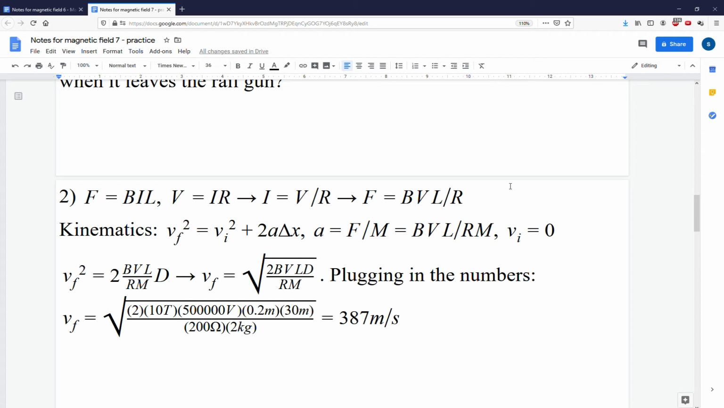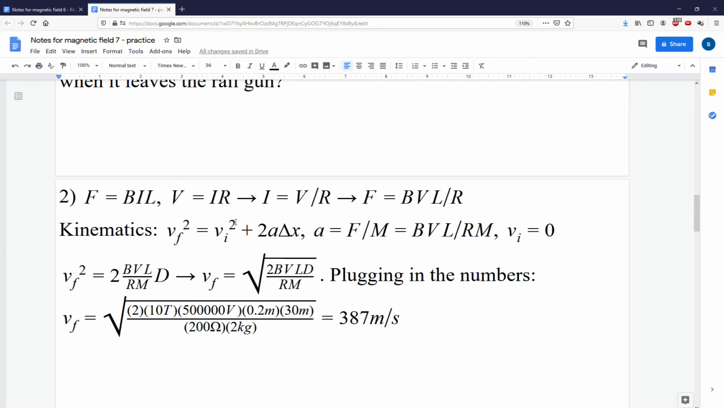To find the final speed, we are going to need to use kinematics. One of our kinematics equations was Vf squared equals Vi squared plus 2a delta x. If we assume that the only force acting to accelerate the rail was the magnetic force, we can say acceleration is the magnetic force divided by the mass of the projectile, or BVL divided by Rm. We can also assume that the projectile initially starts at rest, so Vi is equal to 0.